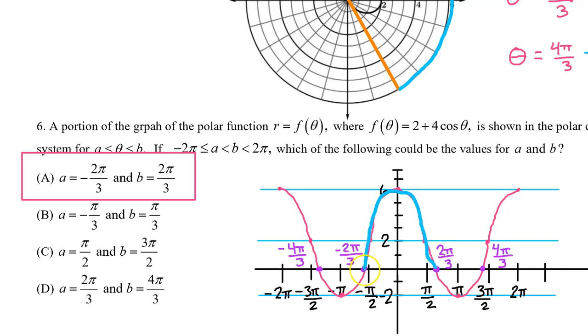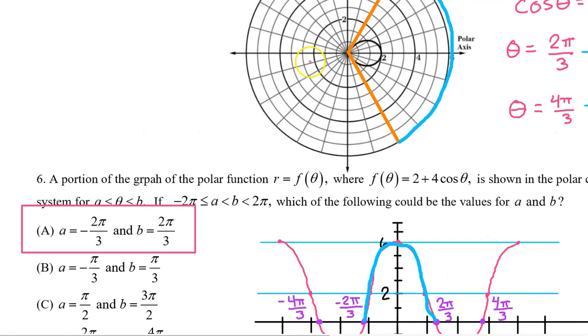On the interval from negative 2 pi over 3 to positive 2 pi over 3, the value of f of theta starts at 0 and then increases to a maximum value of 6 and then goes back to 0. By contrast, on the polar graph, the distance from 0 starts at 0 and increases to a maximum value of 2 and then decreases back to 0. So we are not getting to this maximum value of 6, so option A is actually not the answer.